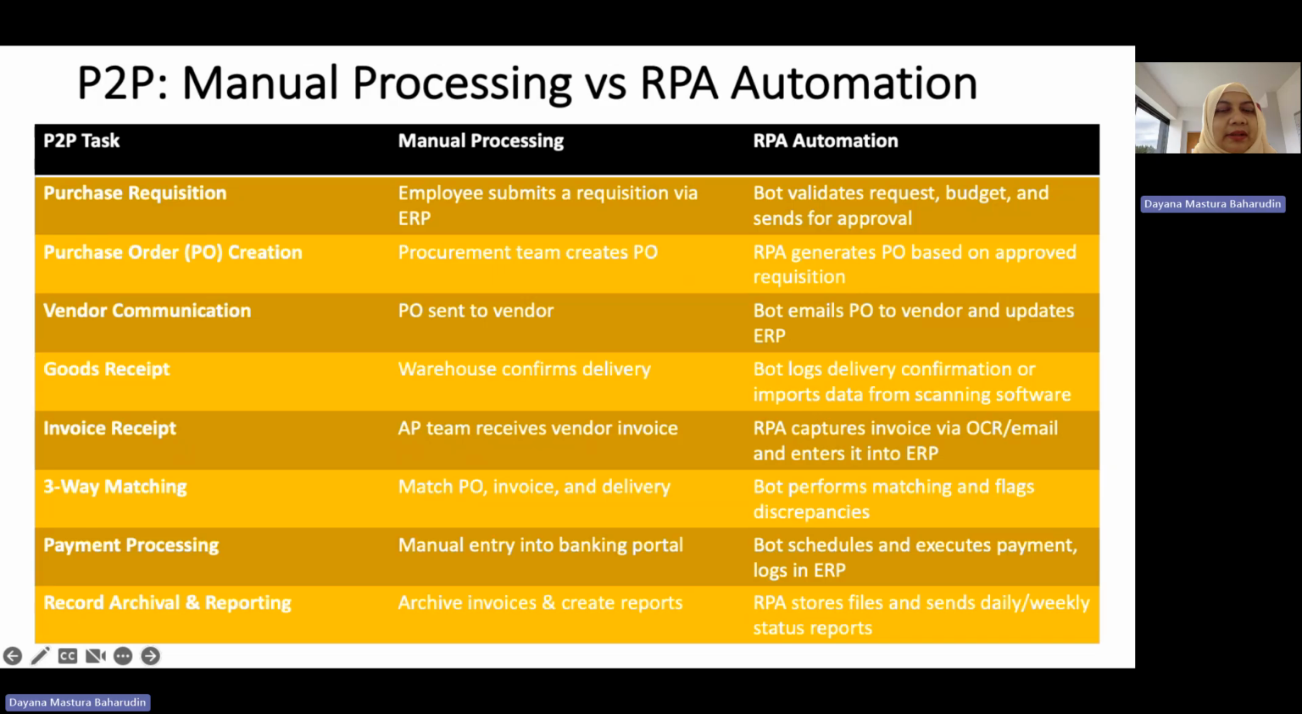Then you have purchase order creation. In manual processing, the procurement team creates the PO. Here, the robot will generate the PO based on the approved requisition. You are the one who programs the robot to do so. Then we have vendor communication. The PO will be sent to the vendor, but here the bot will email the PO to the vendor and update the ERP. Then we have goods receipt. The warehouse confirms delivery, and the bot logs the delivery confirmation or imports data from scanning software.